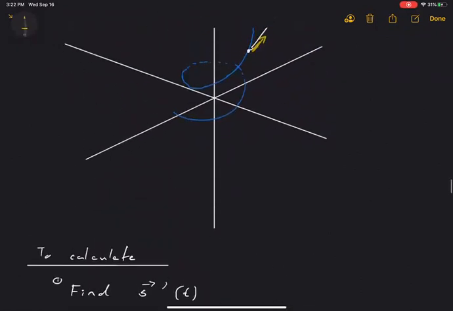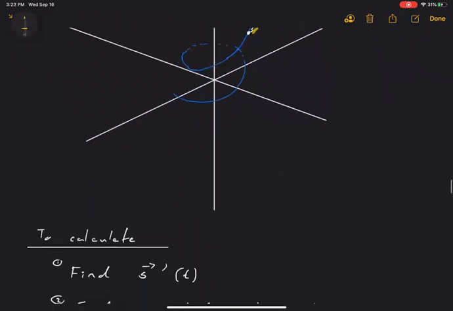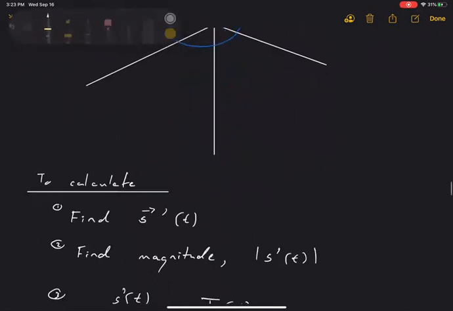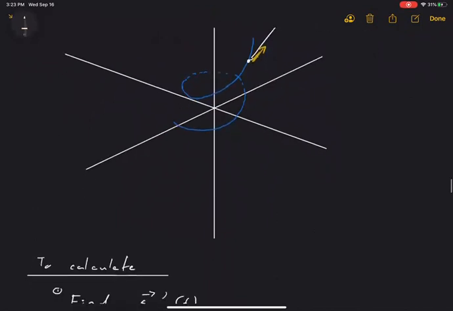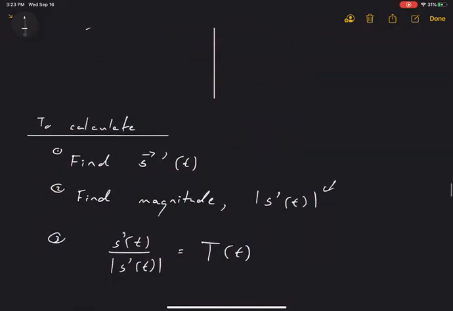Well, the first thing we're going to do, let's say this blue curve is our function s of t. Let's go ahead and find s prime of t. Okay, so finding that tangent vector, that first idea of the tangent vector, is our first step. So we're going to find s prime of t. And then we're going to calculate the length of s prime of t. Okay. And then we're going to take our vector and divide it by its own length.